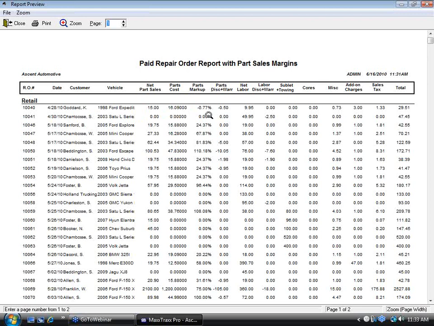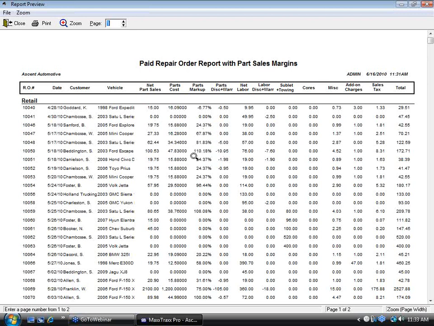Did we not take care of the customer well and they complained, so we ended up having to discount the job? Or, if something just isn't quite at target, is this just not a profitable job for us? Working on this Ford Explorer, are we just not making that much money? And then on this one, okay, I like this. This is a profitable job for me.